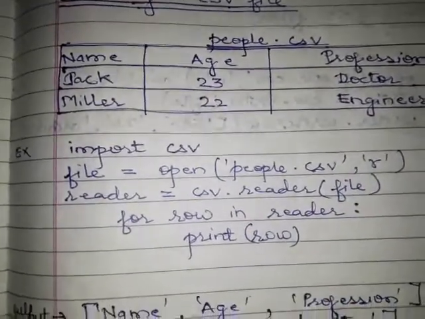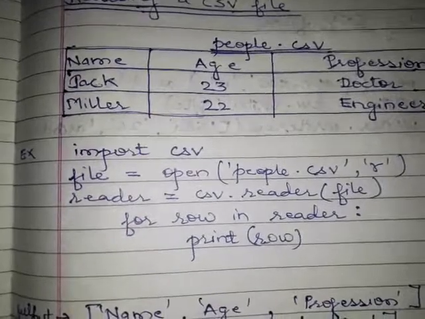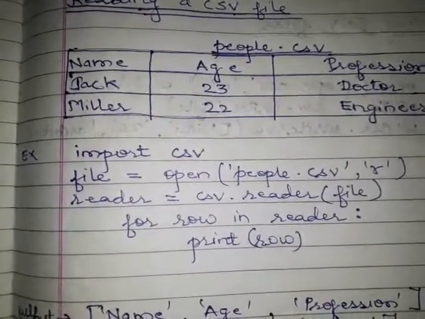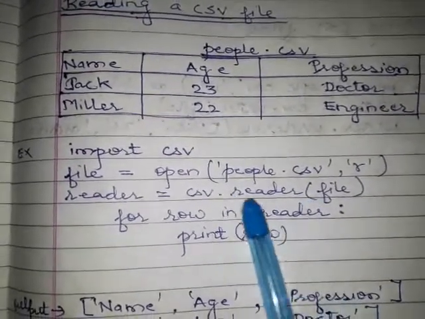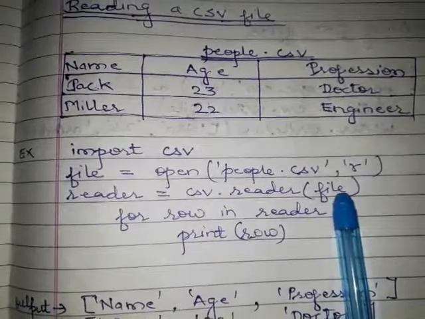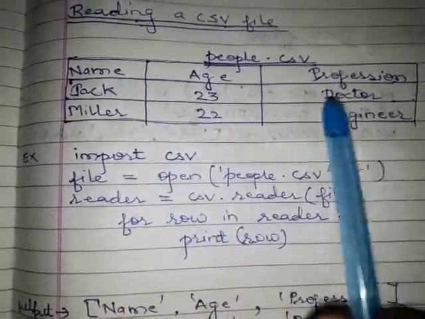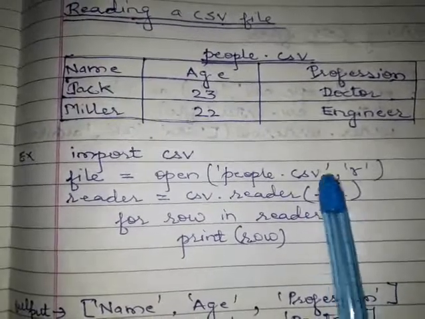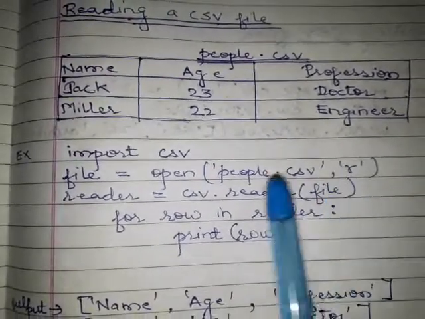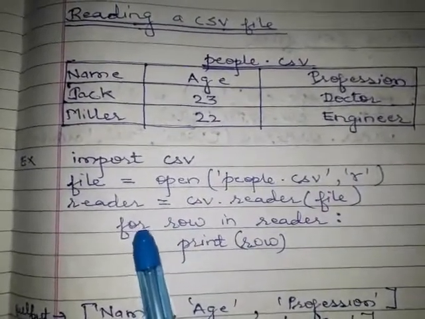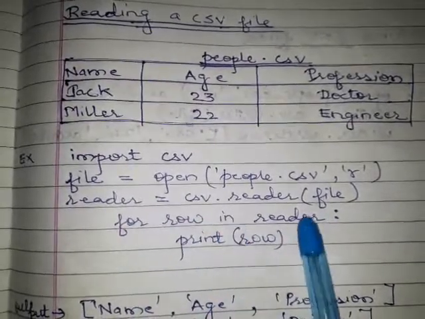and by default it will read the file which has delimiter as comma. Delimiter means each value is separated by comma, so by default it will read the file which has delimiter as a comma. Now I am using a for loop, for row in reader.